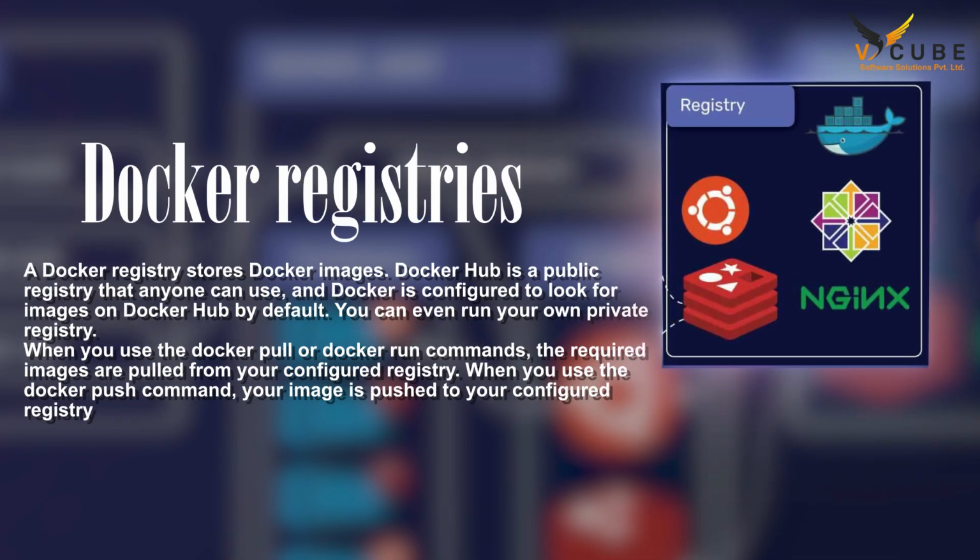Next, Docker registries. A Docker registry stores Docker images. Docker Hub is a public registry that anyone can use, and Docker is configured to look for images on Docker Hub by default. You can even run your own private registry. When you use the docker pull or docker run command, the required images are pulled from your configured registry. When you use the docker push command, your image is pushed to your configured registry.